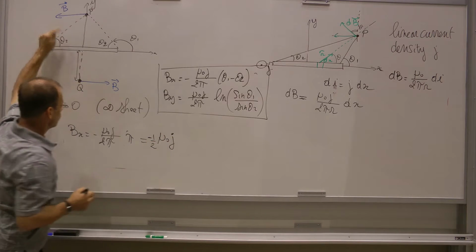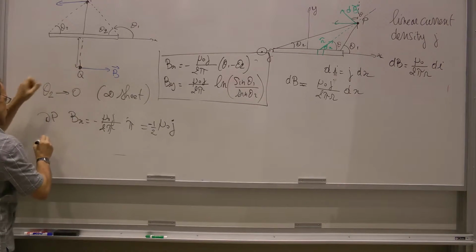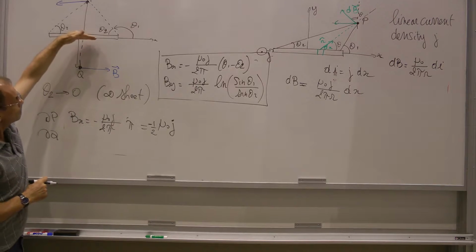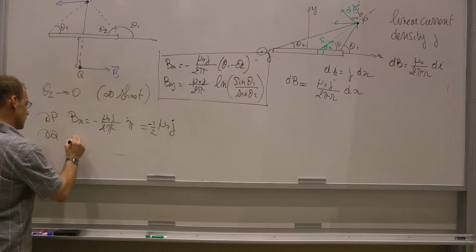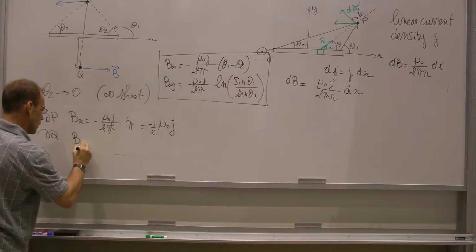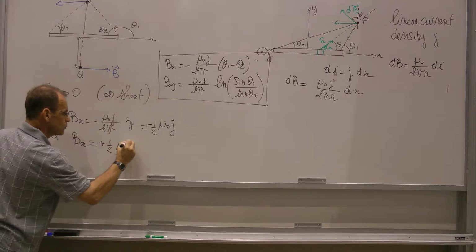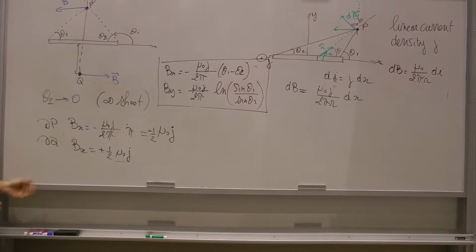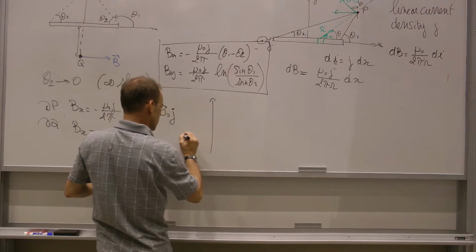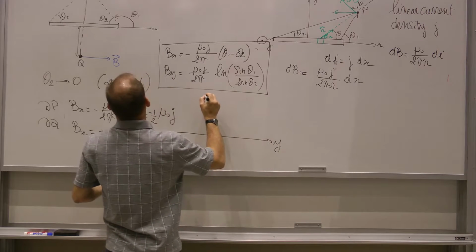At point Q, B will have the same value, except in the negative direction, or in effect in the positive direction of the x-axis. So at point Q, it would be positive one half of mu 0 j. So we see that if we were to plot the magnetic field B in this infinite sheet of distribution as a function of y.